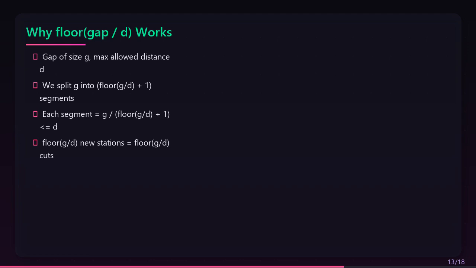If we have a gap of size G and want each piece to be at most D, we need floor of G over D cuts, which means floor of G over D new stations. This creates floor of G over D plus 1 equal segments. Each segment has size G divided by that count, which is guaranteed to be at most D. It's like cutting a rope. The number of cuts equals the number of new points.